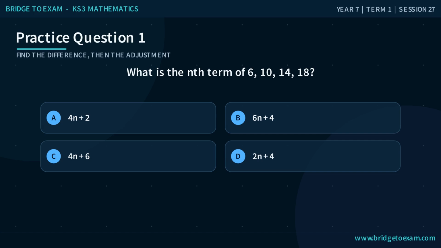Practice question 1. What is the nth term of 6, 10, 14, 18? Option A is 4n plus 2. Option B is 6n plus 4. Option C is 4n plus 6. Option D is 2n plus 4. Pause, find the common difference, then compare with its multiples.